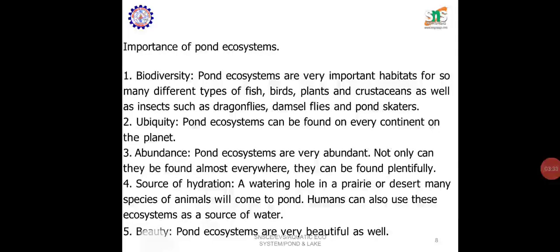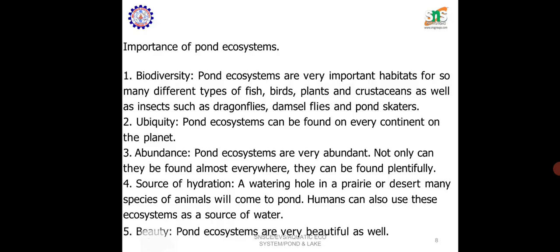ecosystem. Biodiversity. Pond ecosystems are very important habitat for so many different types of fishes, birds, plants and crustaceans as well as insects such as dragonflies, damselflies and pond skaters. Ubiquity. Pond ecosystems can be found on every continent on the planet. Abundance. Pond ecosystems are very abundant. Not only can they be found almost everywhere, they can be found plentifully.